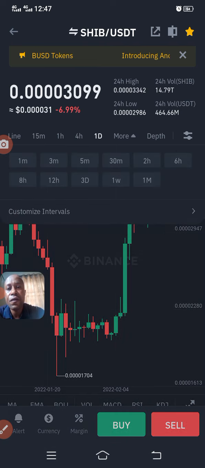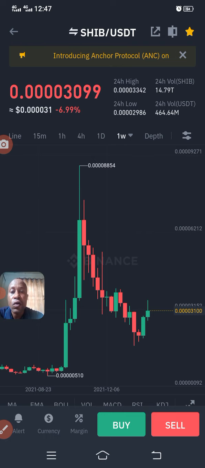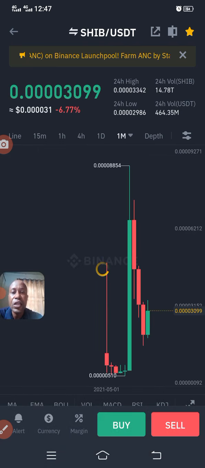Now we have what we call the weekly chart. On the weekly chart, each of the candles represents the activities that happen within the week, and we have the last, which is the monthly chart. Each of the candles here represents all the activities that happen in a month. So you can actually use any of these charts to trade.